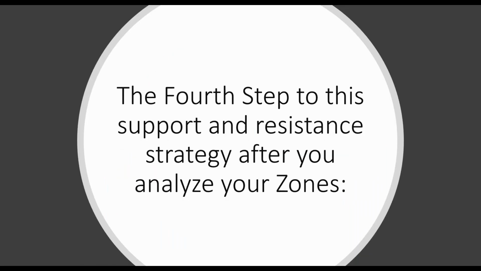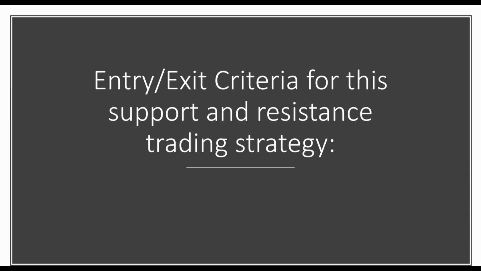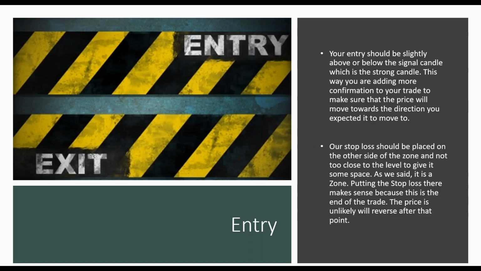Then we go into step 4. The fourth step to this support and resistance strategy, after you analyze your zones, is to identify where you will trade, where you will enter, and what are your criteria for entering and exiting. So your entry should be slightly above or below the signal candle, which is the strong candle, depending on which way it's moving. This way, you are adding more confirmation to your trade to make sure you will see price action towards the candle.